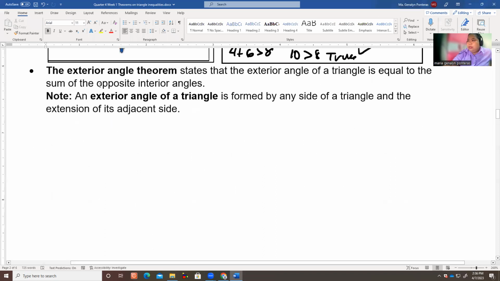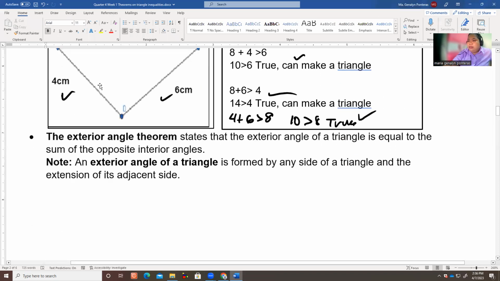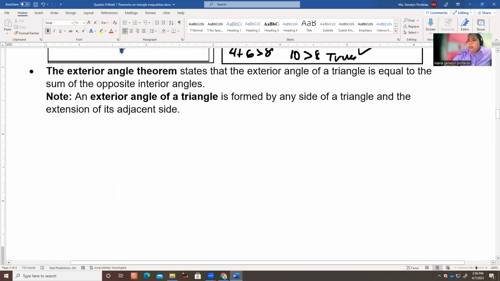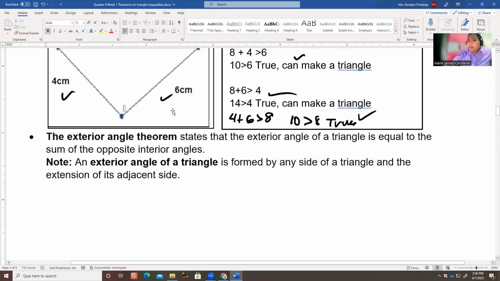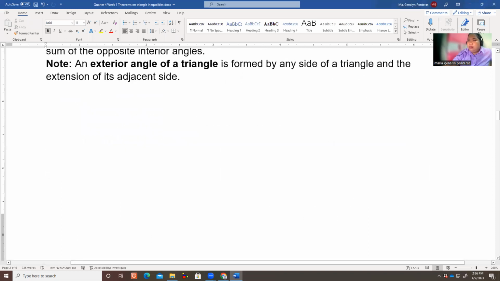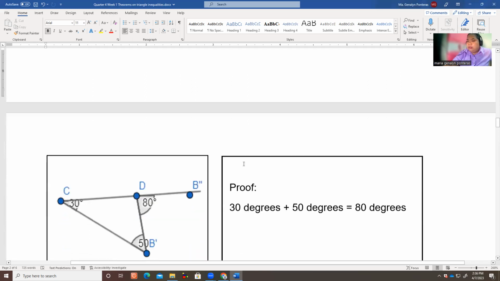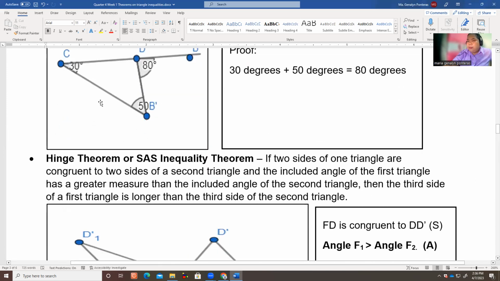Now, let's have the exterior angle theorem. So in exterior angle theorem, it states that the exterior angle of a triangle is equal to the sum of the opposite interior angles. So we have a note here that an exterior angle of a triangle is formed by any side of a triangle and the extension of its adjacent side. So I'll give you an example here.